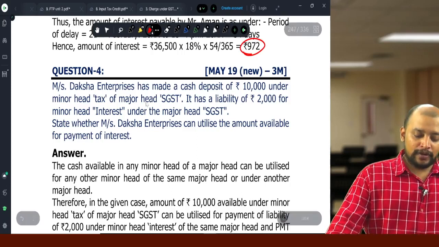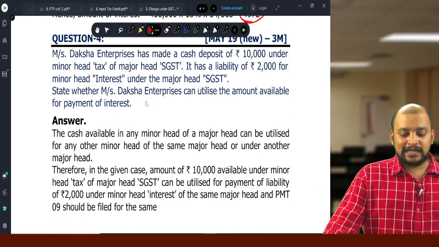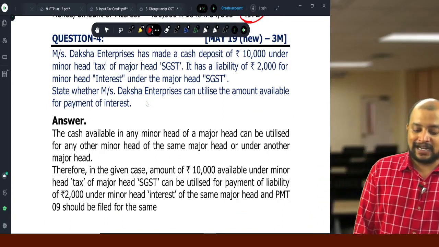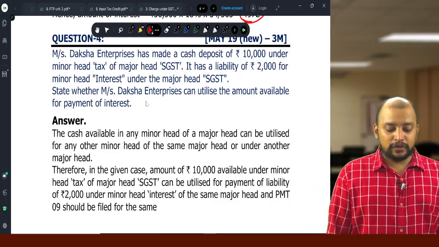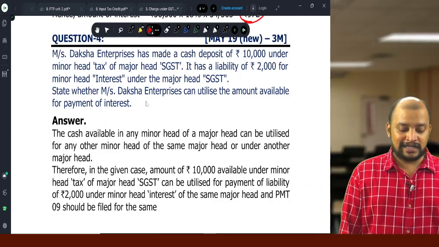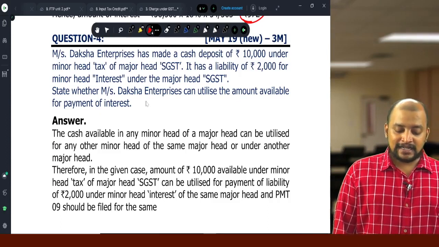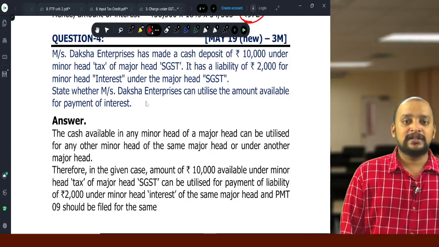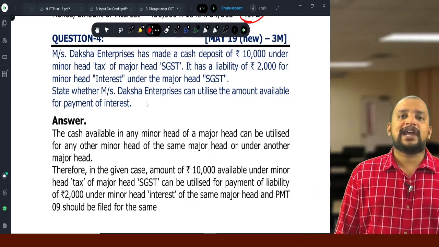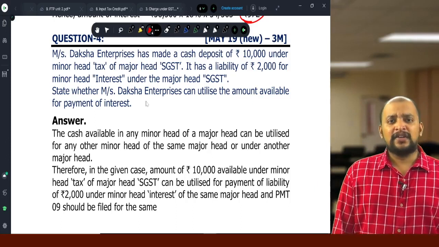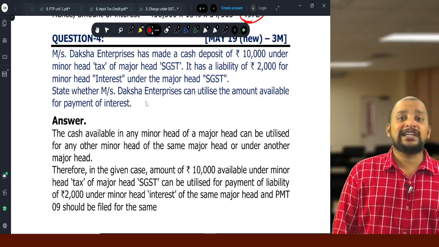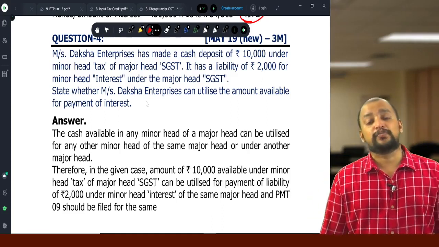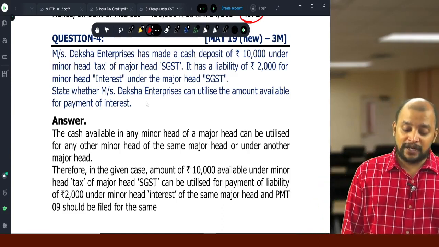Then question number 4. Messrs. Daksha Enterprises has made a cash deposit of 10,000 under minor head tax of major head SGST. It has a liability of 2,000 for minor head interest under the major head SGST. Can Daksha Enterprises utilize the amount available for payment of interest? Yes, we can use. In the electronic cash ledger, we can shift the balances from any minor head of a major head to any minor head of any other major head. So cross utilization between minor heads and major heads is possible. For that we need to file one PMT 9.